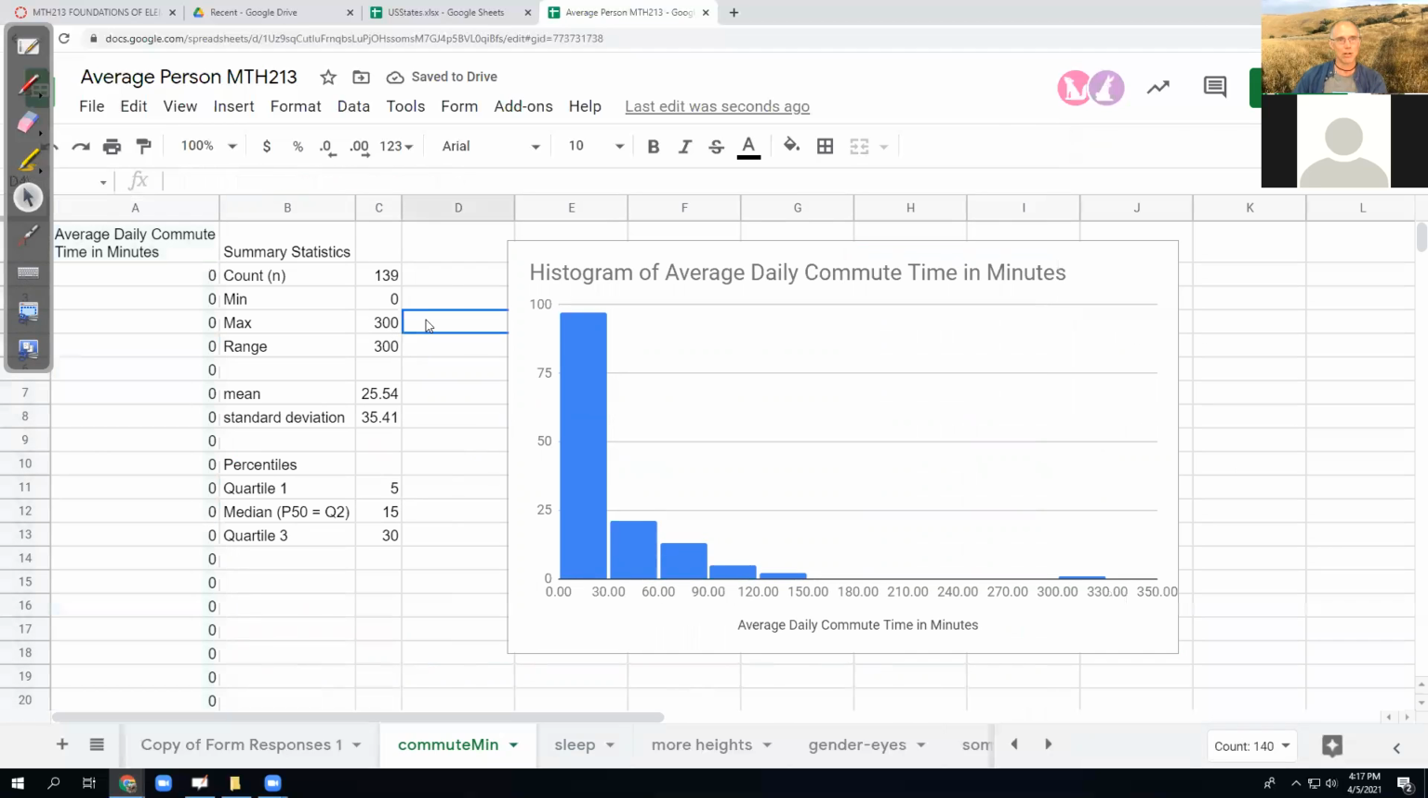That's a lot. How many hours is that? 300 divided by 60. Oops. Done that in my head. That's 5 hours. Average daily commute of 5 hours. So sometimes when we get something that's that unusual, let's see, how many standard deviations is that above average? Let's check that.